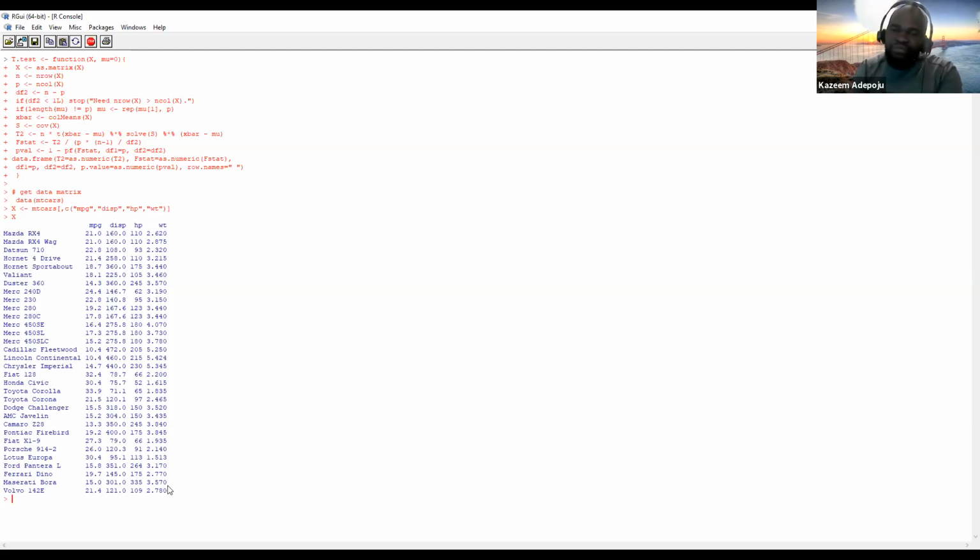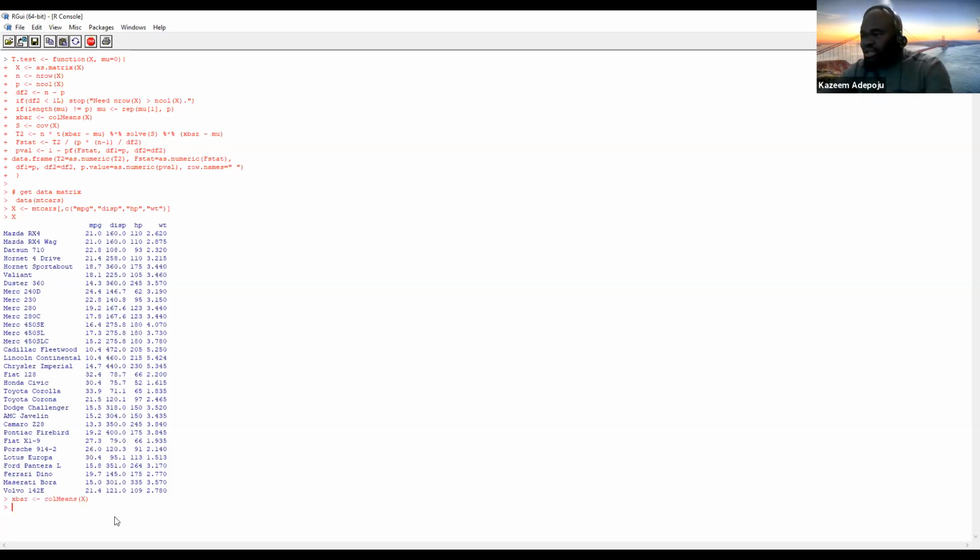But in the case of a multivariate test, since you're going to have more than one variable, you're going to have a vector of hypothesized values. I'm going to copy the vector of hypothesized values right now. But before I do that, I first need to copy my vector mean. The vector mean is just like the sample mean of each of these variables in the data set.